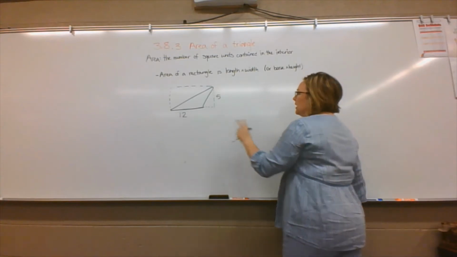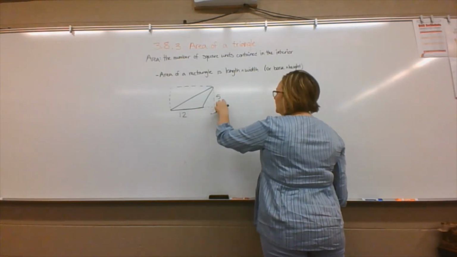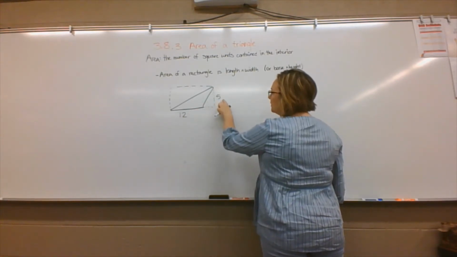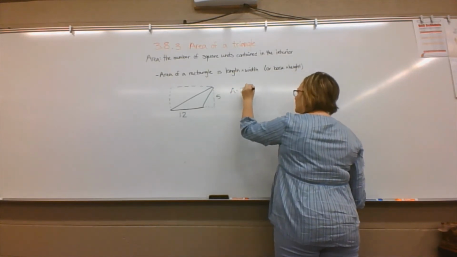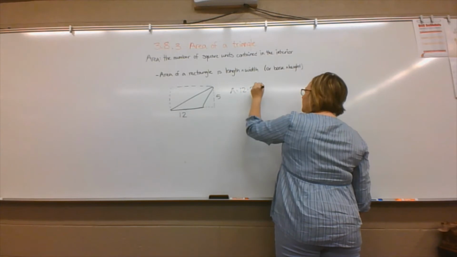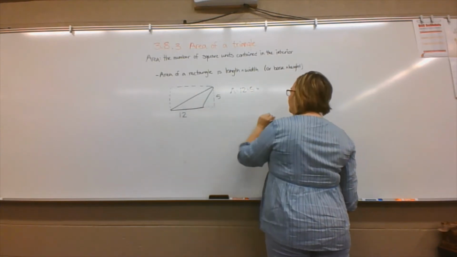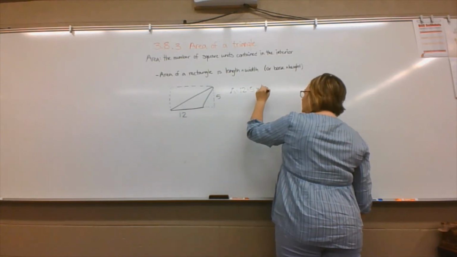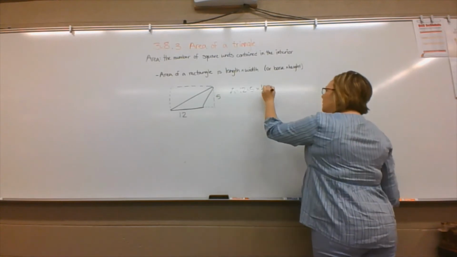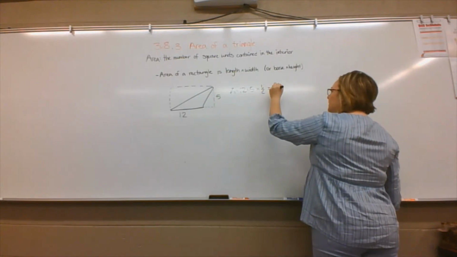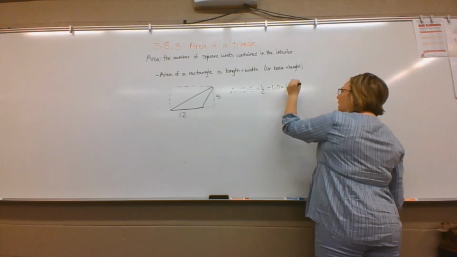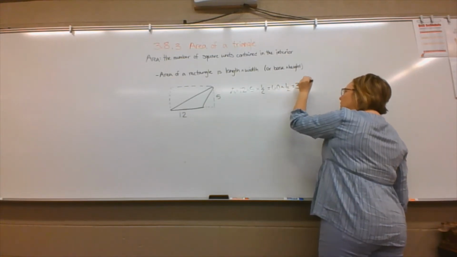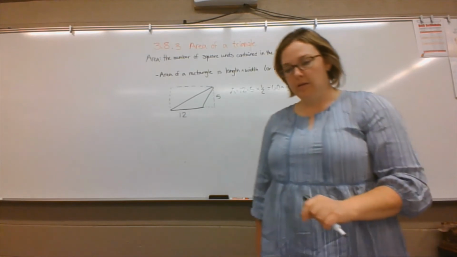So we're going to do the same idea. We're going to do base times height. So the area is equal to our base times height times half of the rectangle. So 12 times 5 is 60. That times 1/2 is 30. So we have 30 units squared.